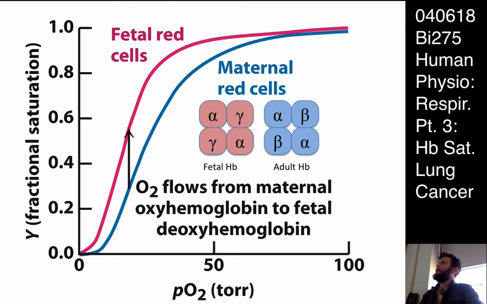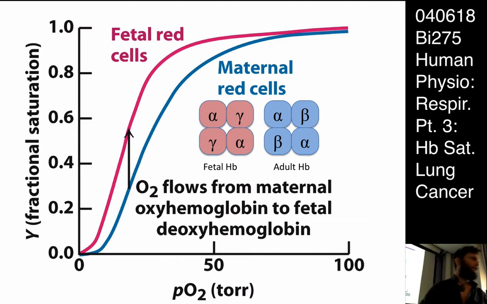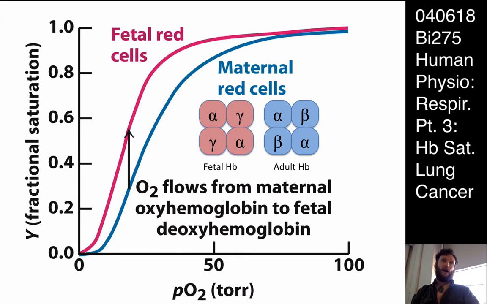Now, if we look at the same partial pressure of oxygen at some place in the periphery, specifically the placenta, where the baby is attached to the mother and draws its nutrients and oxygen from her, we'll see that the maternal concentration is down here, for example. At this concentration, oxygen is going to have a much higher saturation level, a much higher affinity for the baby's hemoglobin than it will for the mother's.